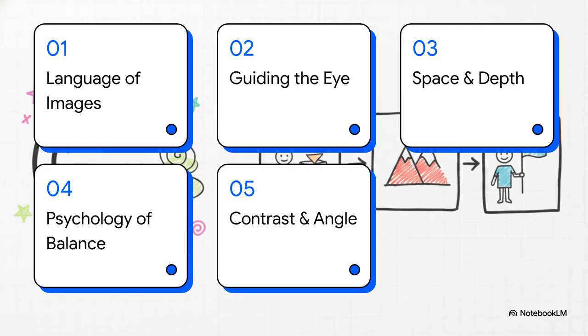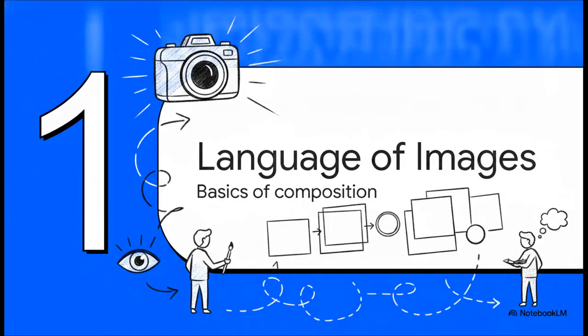So here's our syllabus for today. First up, the language of images, then guiding the viewer's eye. Third, activating space and depth. Fourth, the psychology of balance. And finally, contrast, color, and angle. All right, let's jump right into section 1, the language of images.